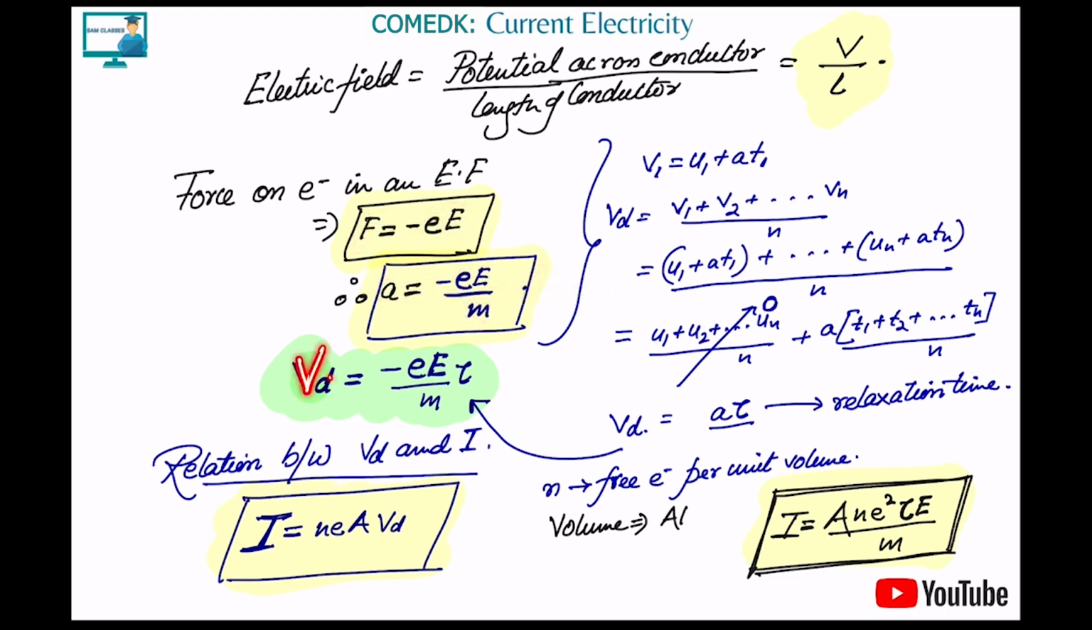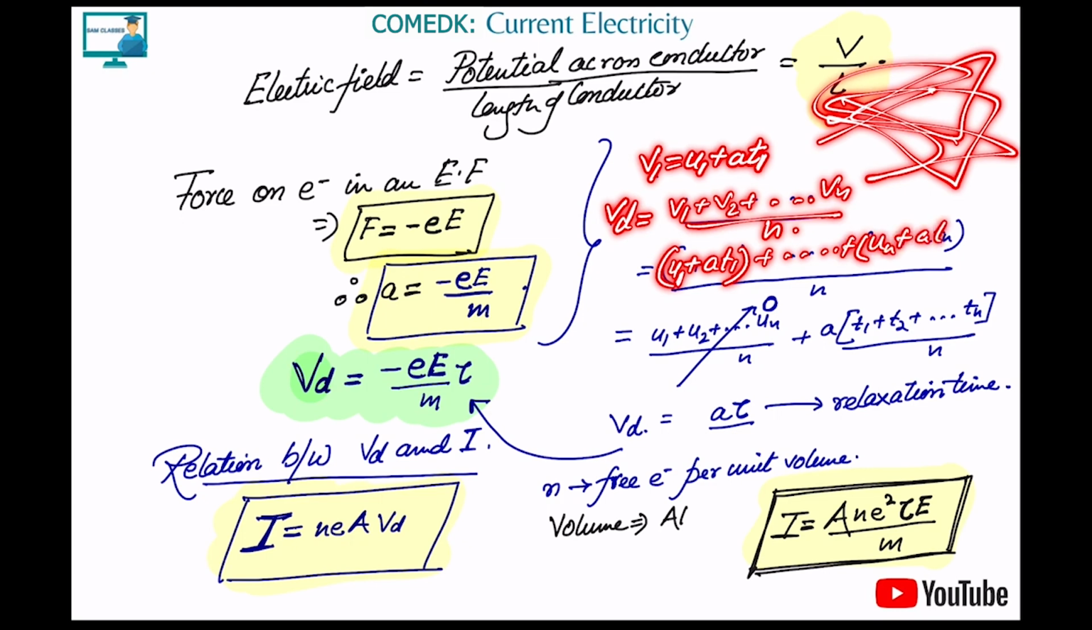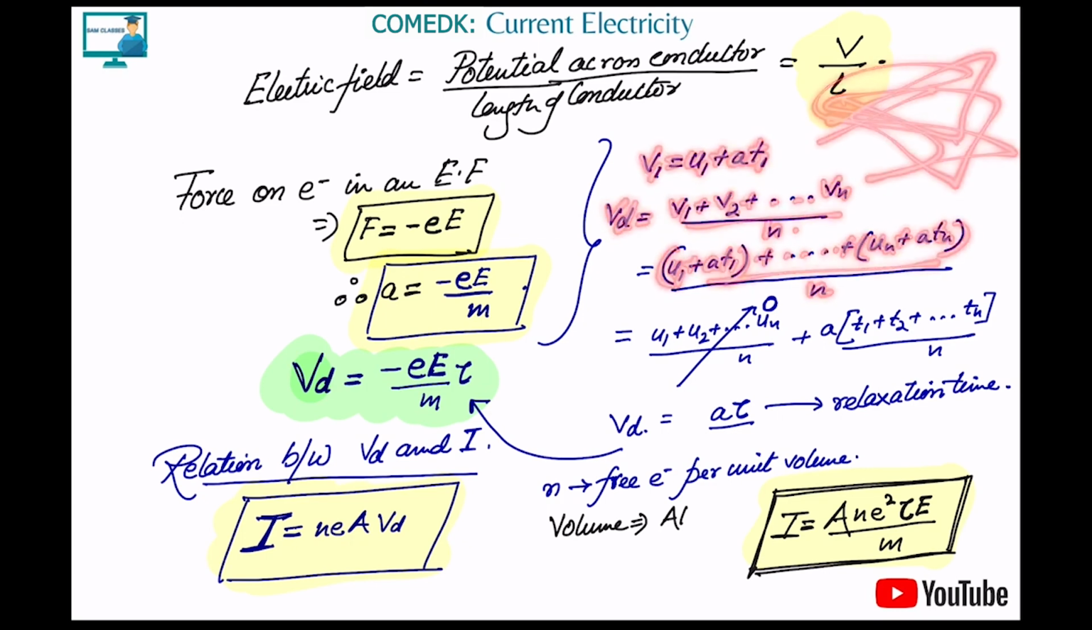Next, drift velocity formula, Vd is equal to what? Minus eE tau by m. Now, let me explain what this tau is. Let's say every electron is randomly moving, at a speed u1, and the final speed I can find as v1 is equal to u1 plus a t1. So if I want to find the total drift velocity, I'll take the average: v1 plus v2 up to vn for n number of particles, divided by n. Now I can write v1 as u1 plus a t1, and it continues for all others, plus un plus a tn, by n.